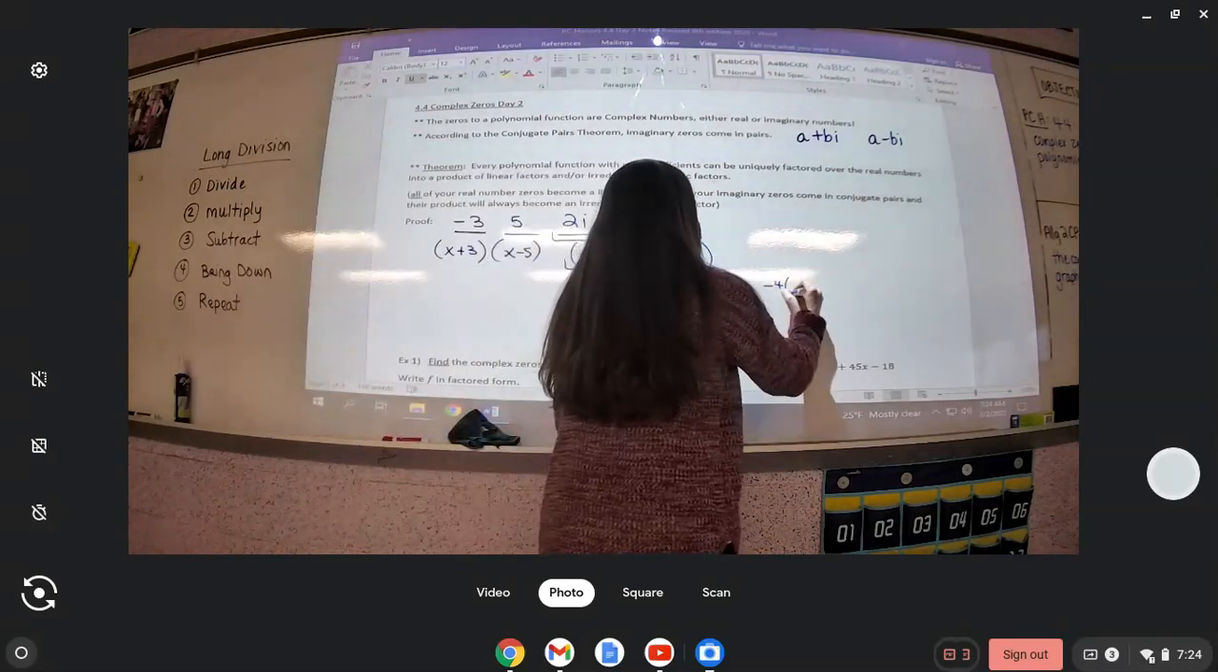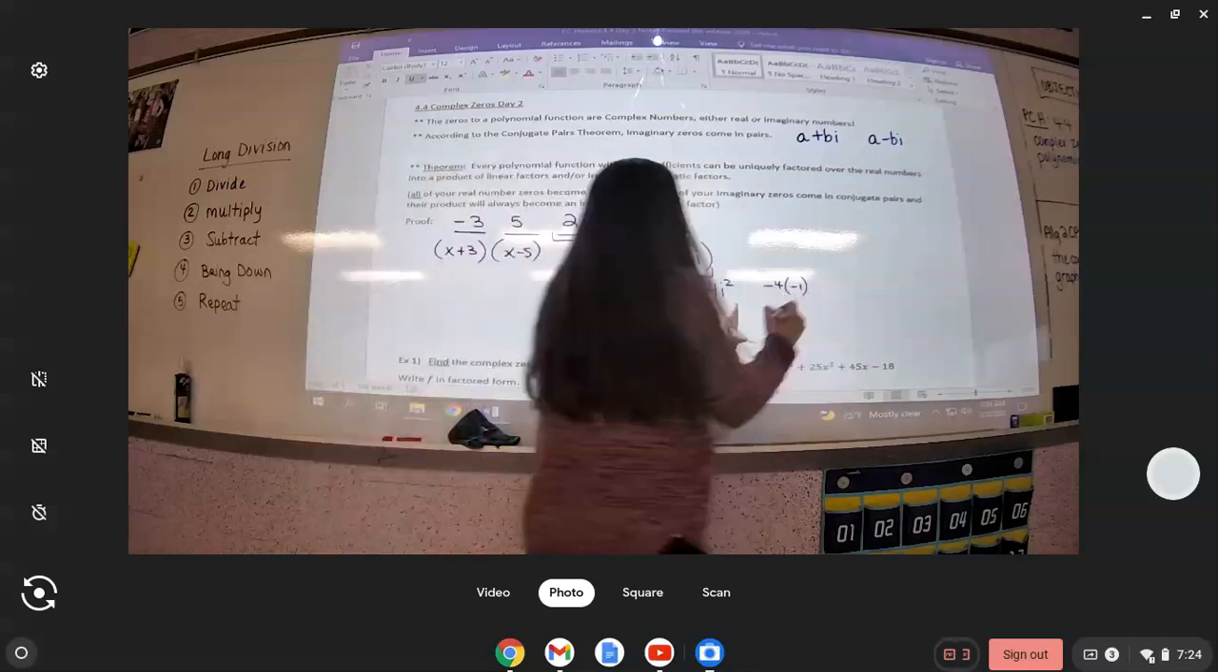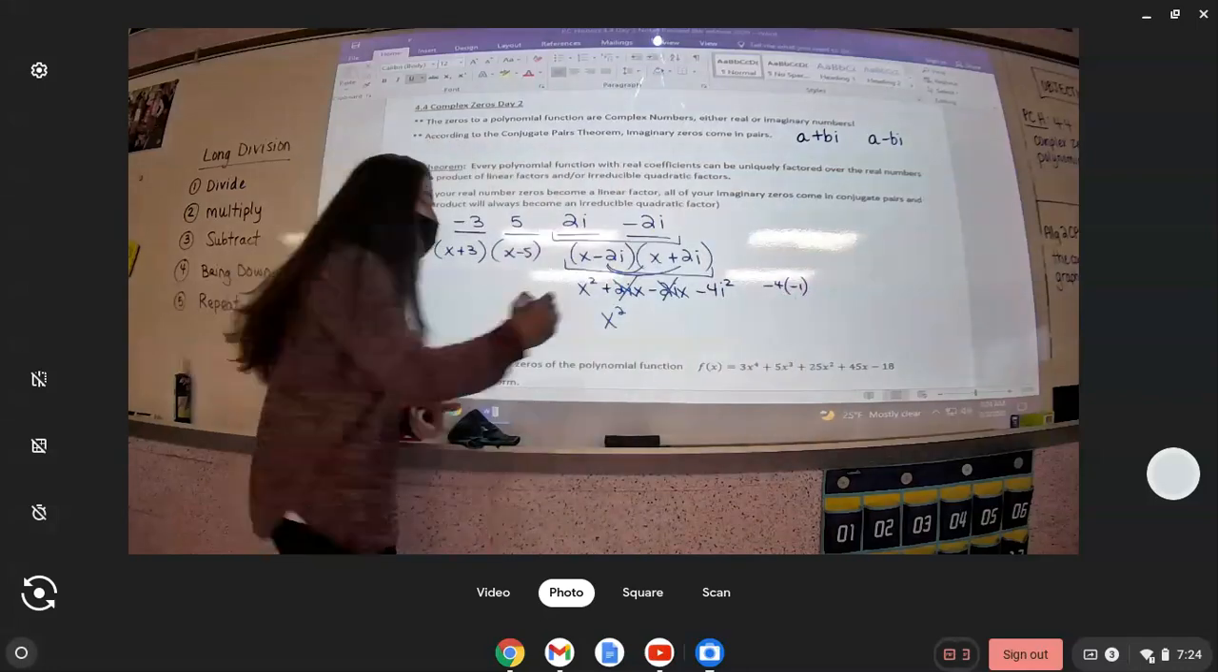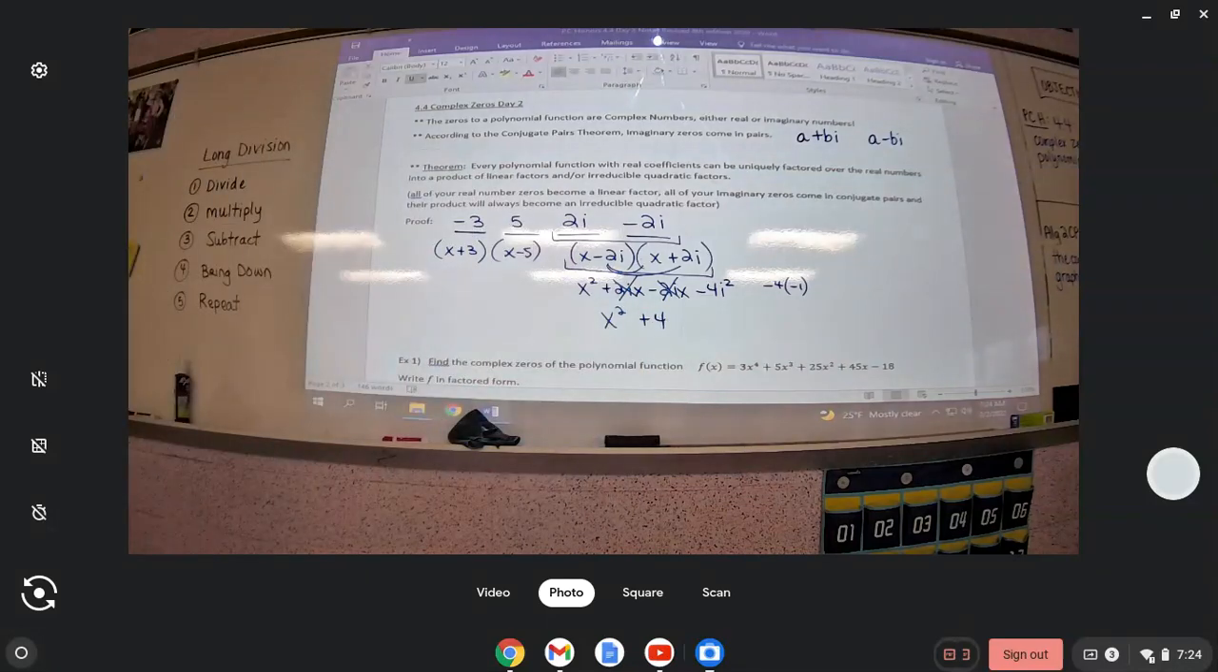That's -4 times whose i squared? -1. So what's -4 times -1? +4. And it has now made an irreducible quadratic factor. That is a quadratic expression that will not factor and it will not reduce.